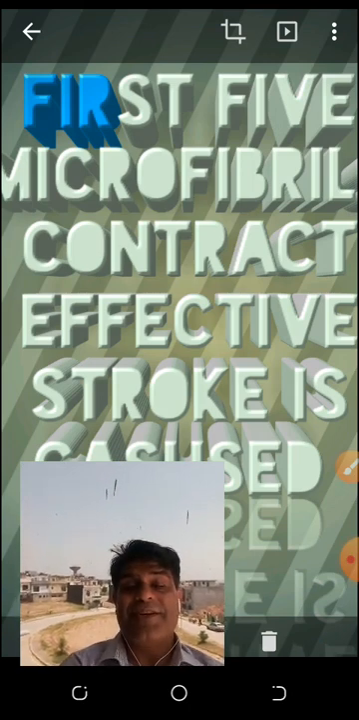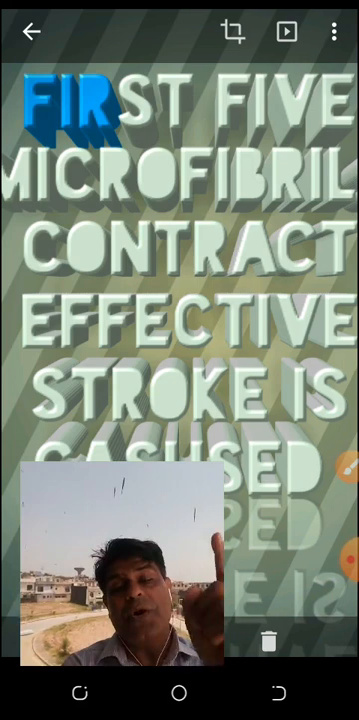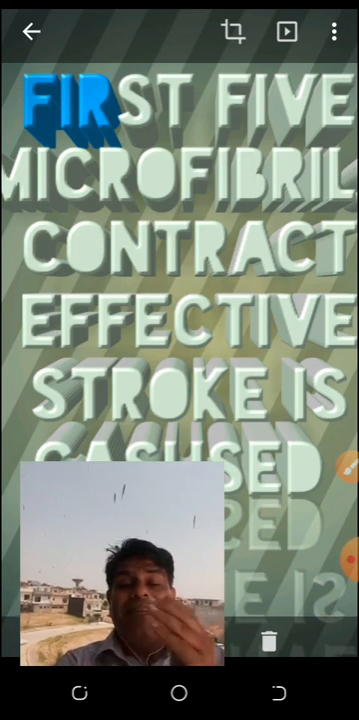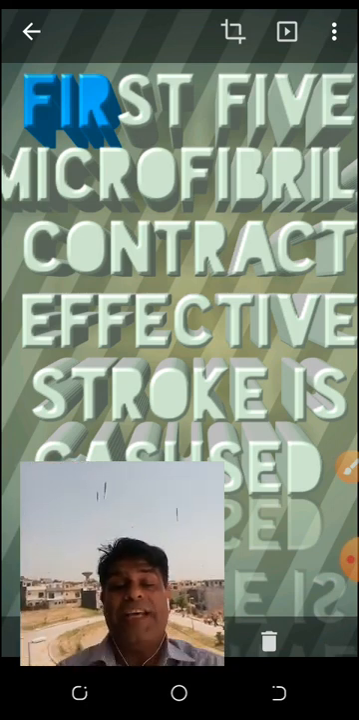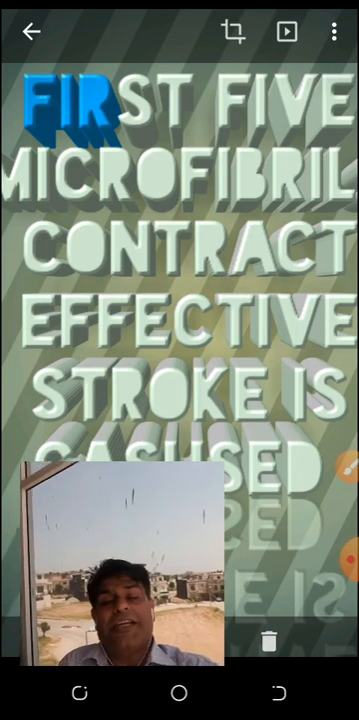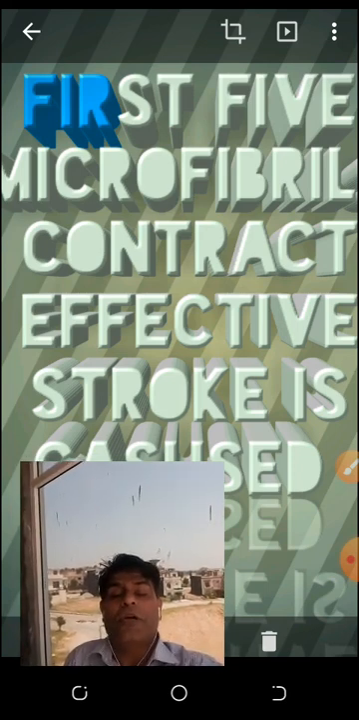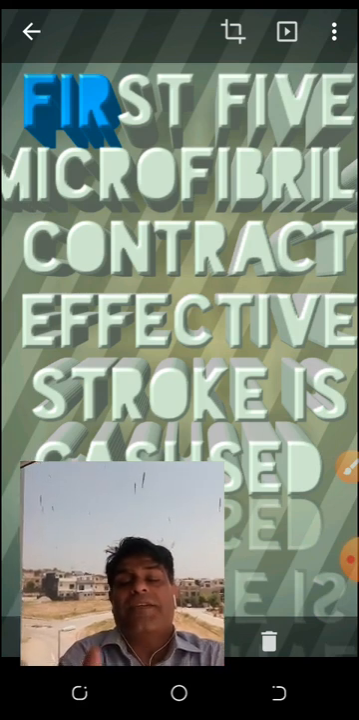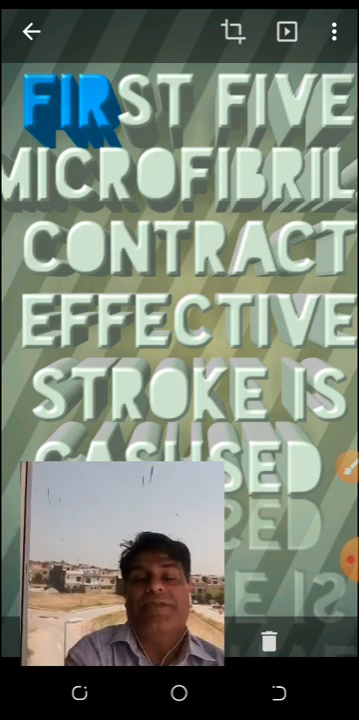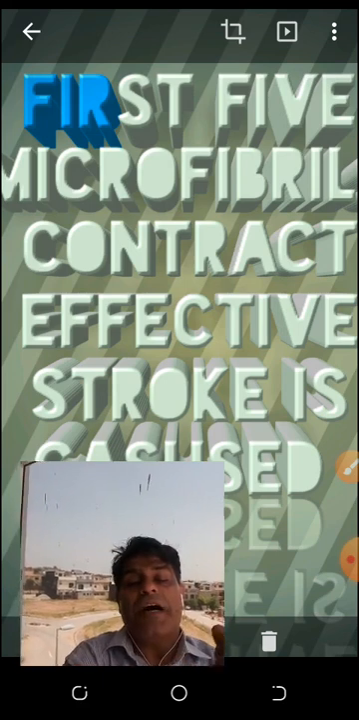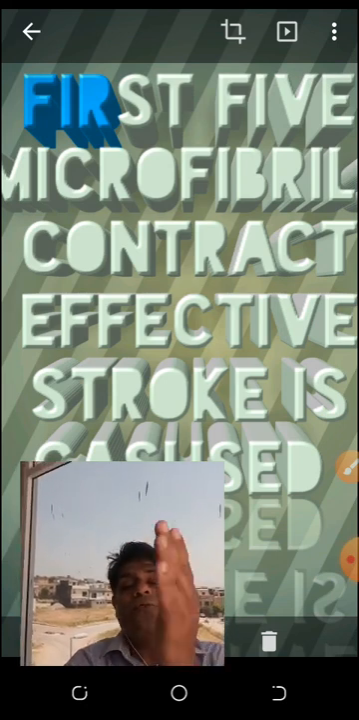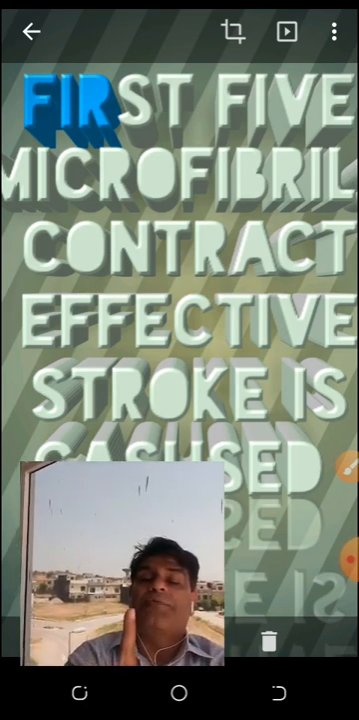Amazing. It means the nine microfibrils present in one cilium are working against each other. The first five will contract and the last four will relax automatically, because they are behaving like muscles. Like biceps contract and triceps relax, they are working antagonistically, as everything normally does. So the first five will contract, the last four will relax. Contraction is the effective stroke. When the last four contract, the first five relax. That is the recovery stroke. The cilium is moving up.